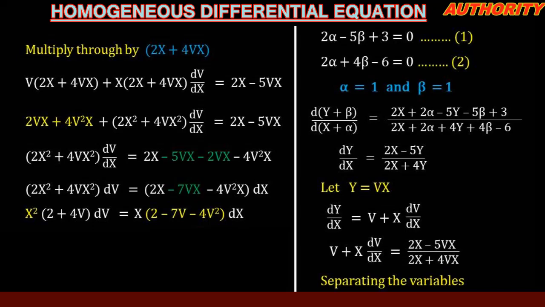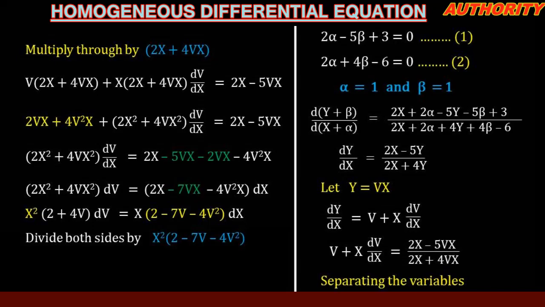Okay, so in this place, in the left hand side, we want to remove x squared. In the right hand side, we want to remove 2 minus 7v minus 4v squared. So that means we are going to divide both sides by x squared open bracket 2 minus 7v minus 4v squared. This is pure separation of variables.